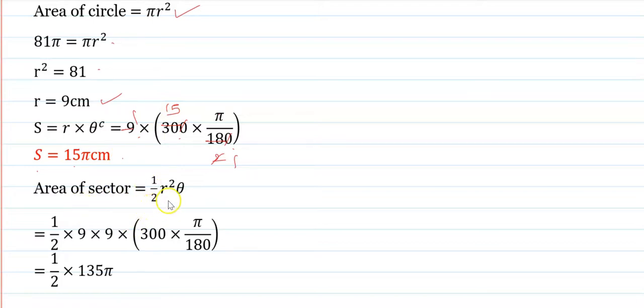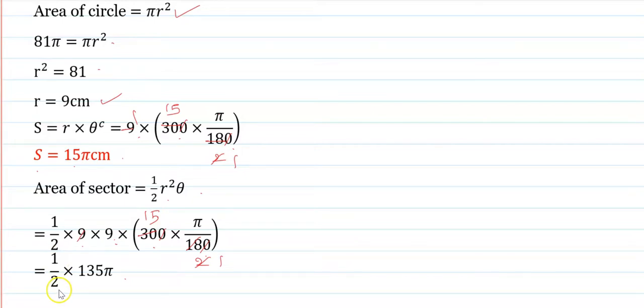Area of sector is 1 upon 2 r square into theta. 1 upon 2 r is 9 into 9. And theta is again 300 into pi upon 180. Again next simplification is, again these two zeros get cancelled. 9 ones are 9 and 9 twos are 18. Okay. Next multiplication. 2 ones are 2 and 2 15s are 30. Okay. Now this 15 into 9 you will get 135 pi.